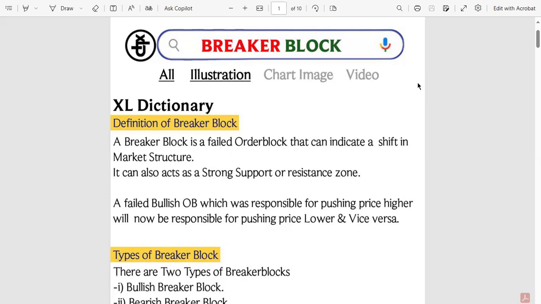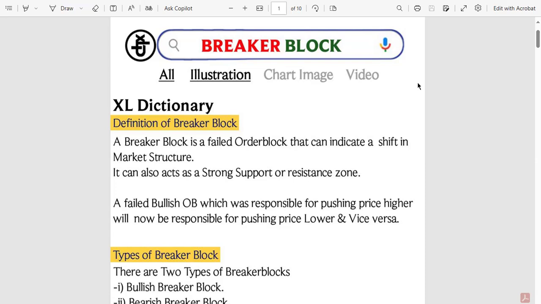Okay, so we should first start by actually defining breaker block. The definition of a breaker block is the failed order block that indicates a shift in market structure. I will show you in the illustrations why we say a failed order block indicates a shift in market structure, and how we use that concept.